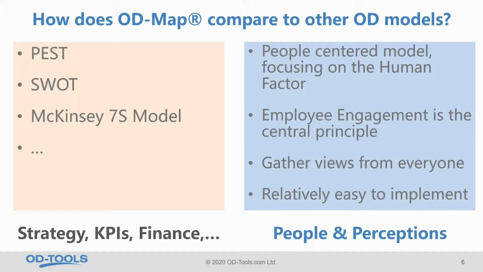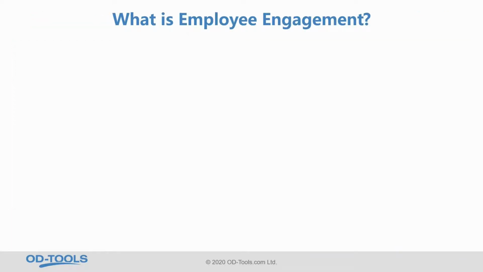Compared to many other OD models, it is relatively easy to implement. And it is not replacing a strategic development model. It is completing it. It is bringing in another view, bringing in another part of the puzzle. And you may ask, okay, but are these soft factors important? What are they and what is their importance?